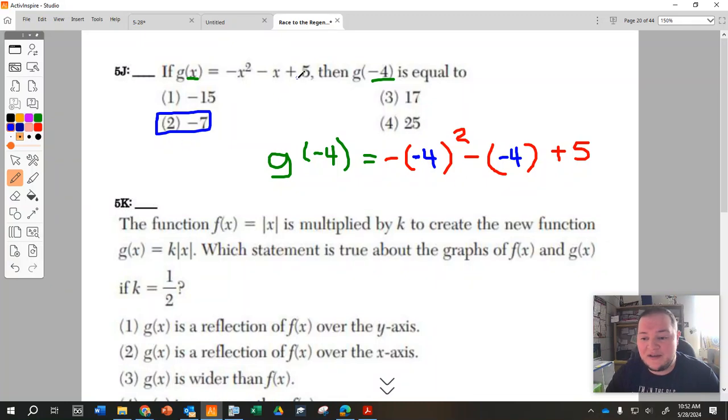So which way you solve it doesn't matter, because on the Regents you don't get any points for showing work for the multiple choice portion. But either way, I would use it to validate my thinking. So the answer for question 5J is 2.